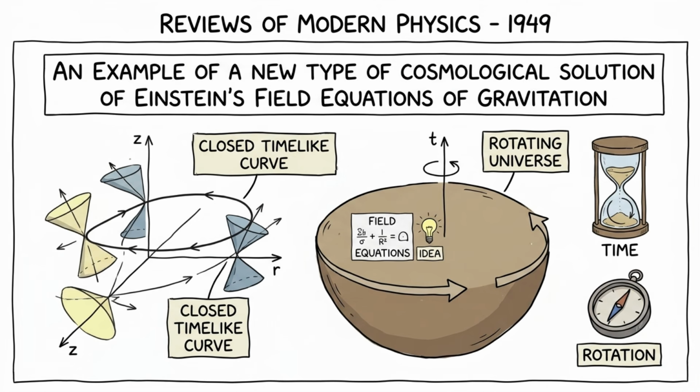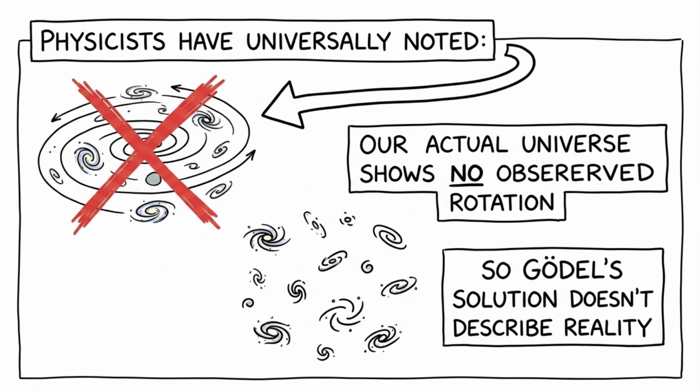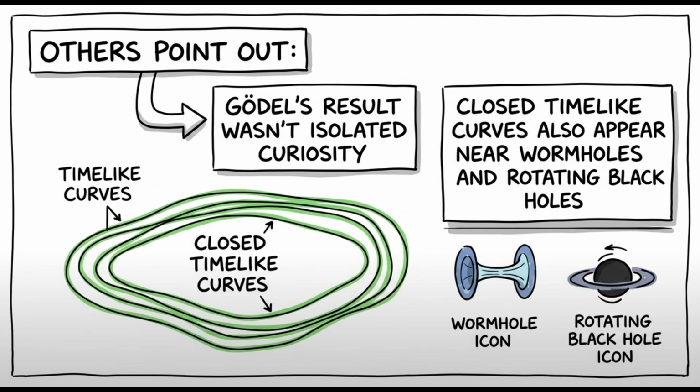Gödel published an example of a new type of cosmological solution of Einstein's field equations of gravitation in Reviews of Modern Physics in 1949. In his rotating model, a spaceship traveling far enough along the right trajectory could return to its own point of departure before it left. Physicists have universally noted our actual universe shows no observed rotation, so Gödel's exact solution doesn't describe reality as far as anyone can measure. Others point out closed timelike curves also appeared near certain theoretical wormhole and rotating black hole solutions, meaning Gödel's result wasn't an isolated mathematical curiosity.